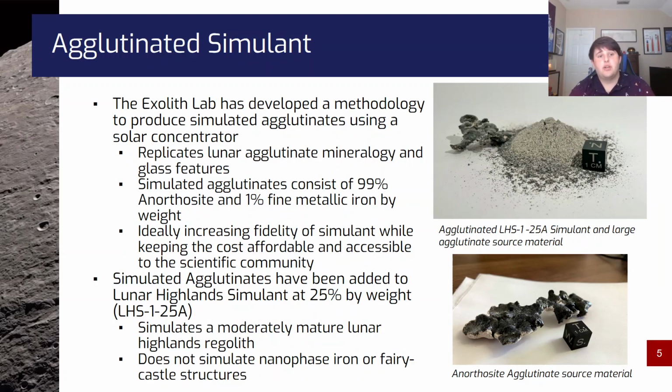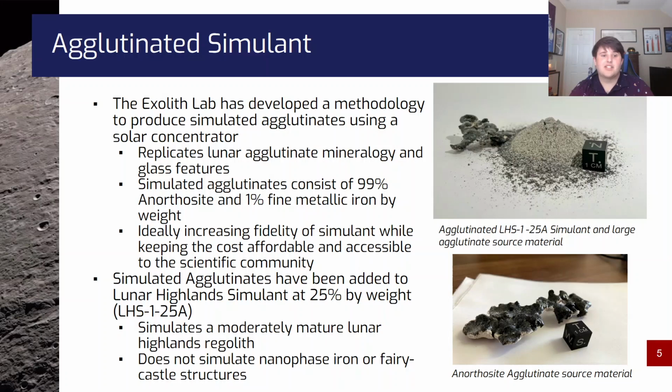So to talk a little bit about the agglutinate simulant, the XLF Lab has developed a methodology to produce simulated agglutinates using a solar concentrator. This keeps the price low and the process fluid. What it does is it replicates lunar agglutinate mineralogy and glass features. The simulated agglutinates consist of 99% anorthosite and 1% fine metallic iron by weight. This iron is added to replicate any magnetic properties that lunar soil would have. Ideally, what this does is it increases the fidelity of the simulant while keeping the cost affordable and accessible to the scientific community, because if you can't test on Earth with these bulk amounts, there's really no use.